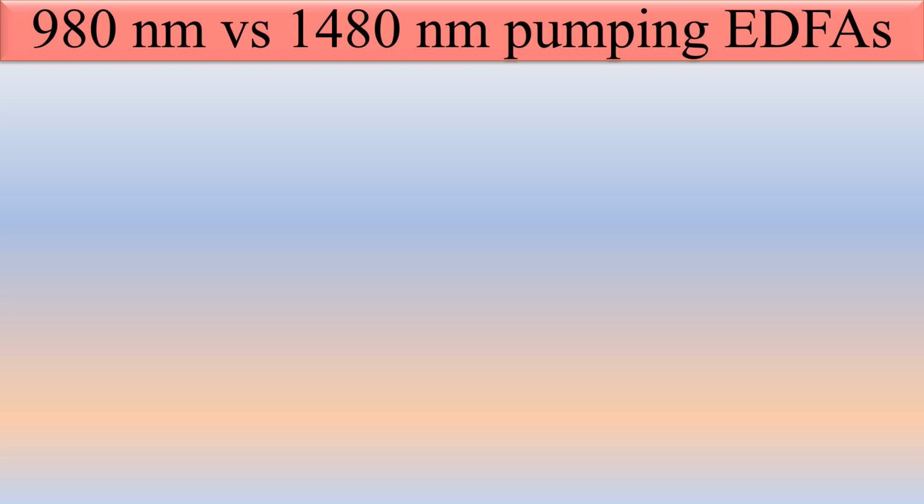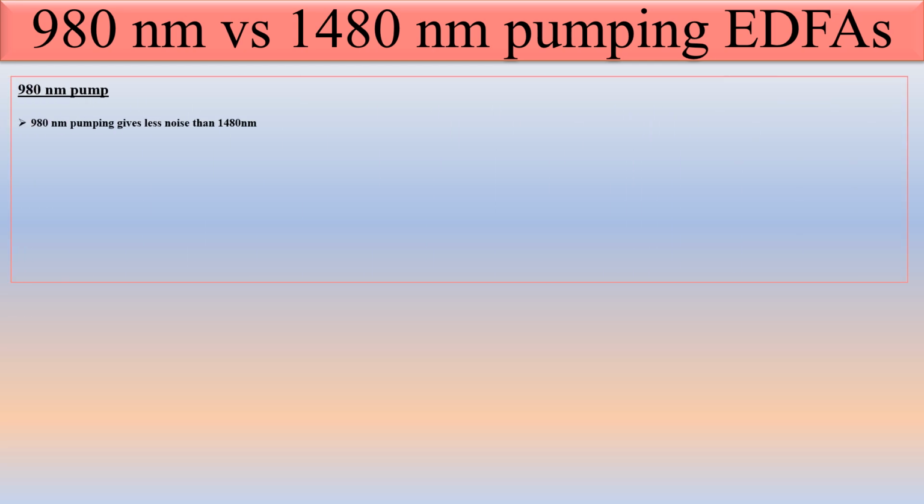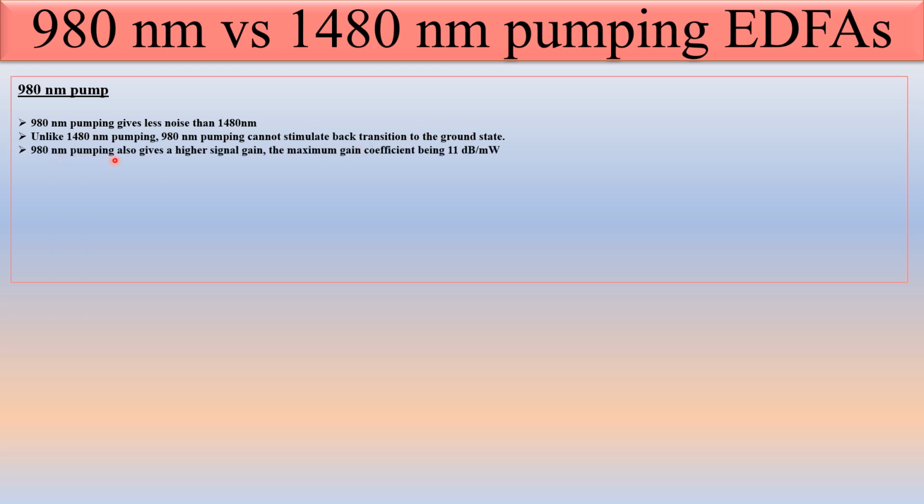We will see the main difference between these two pumpings. 980 nanometer pumping gives less noise than 1480 nanometer pumping. Unlike 1480 nanometer pumping, 980 nanometer pumping cannot stimulate back transition to the ground state. 980 nanometer pumping also gives a higher signal gain, the maximum gain coefficient being 11 dB per milliwatt. The inversion factor almost becomes 1 in case of 980 nanometer pumping.